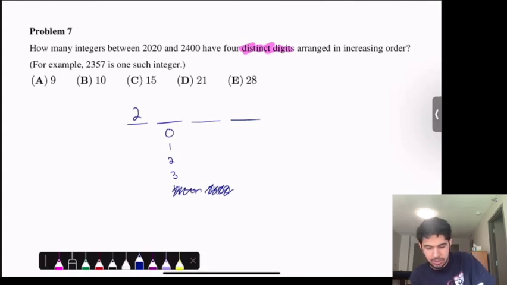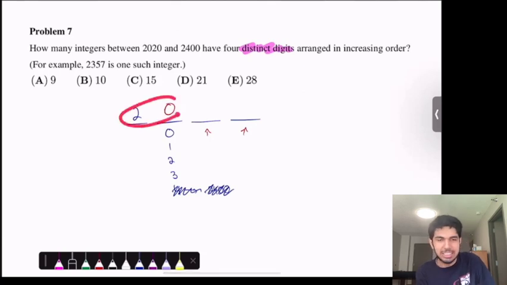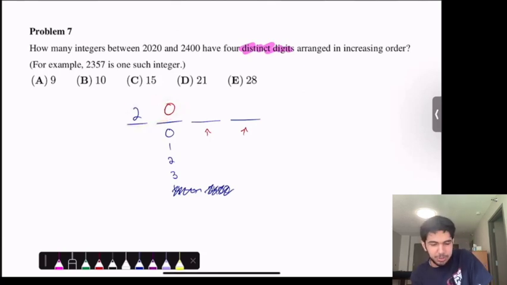Okay, let's consider when 0 is the second digit. Well, then we can fill in these 2 digits however we want, but they're not going to contribute to our total of the numbers that have digits in increasing order, because 0 is not greater than 2. So already we run into an issue here. So the case where it's 2, 0, blank, blank, contributes 0 numbers to our overall count. So that case is taken care of.